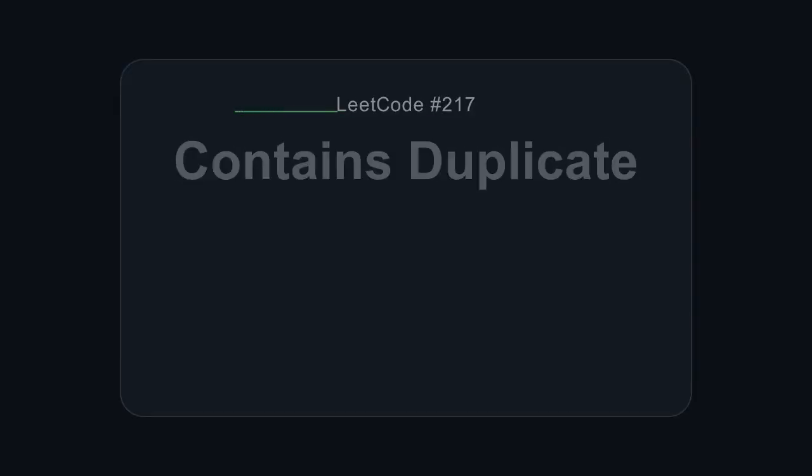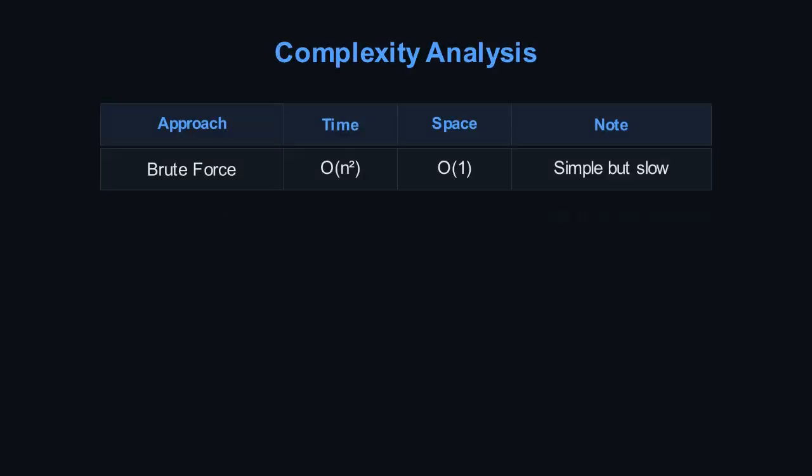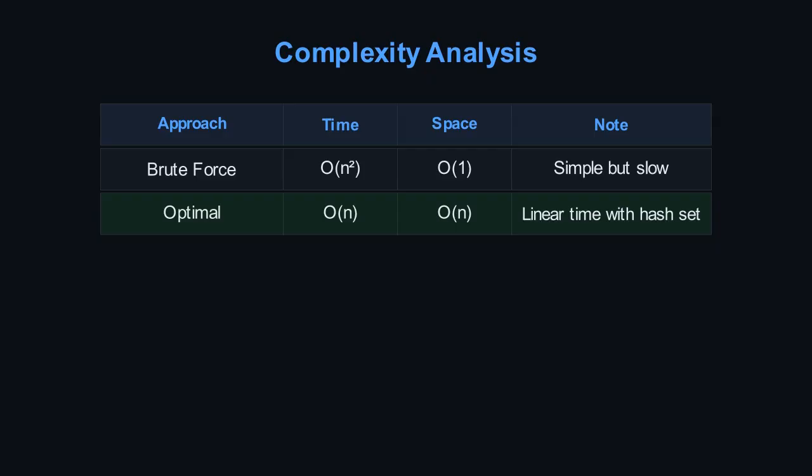You'll recognize this pattern whenever you need to detect duplicates or check membership quickly in an array or stream. Time complexity is linear, big O of n, because each element is processed once. Space complexity is also linear, big O of n, for the hash set that may store all distinct values.